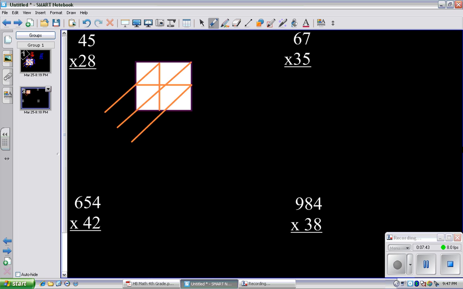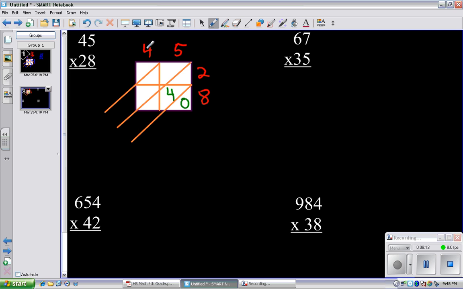Next step, I need to write in my numbers. 45 on the top and 28 on the side. I can now choose any box to fill in. I'm going to choose this box first. 5 comes down, 8 comes over, my number is 40. I'm actually going to go back and use a different color so you can see this a little better. How about green? 5 comes down, 8 comes over, I get 40.